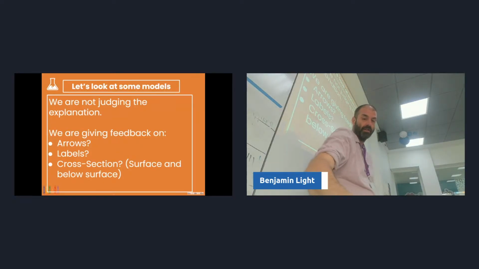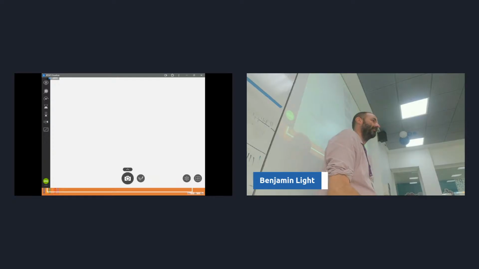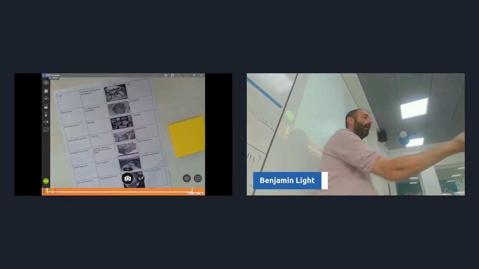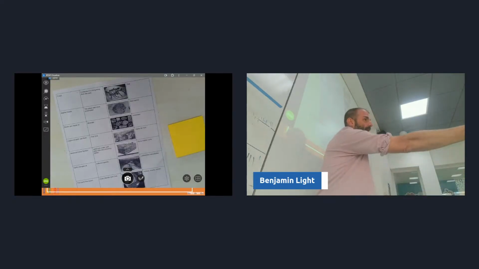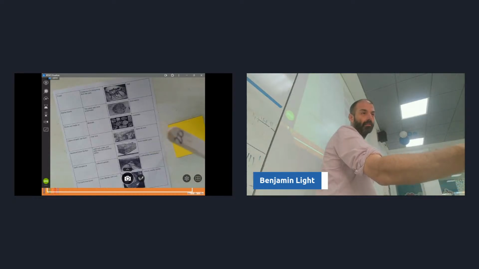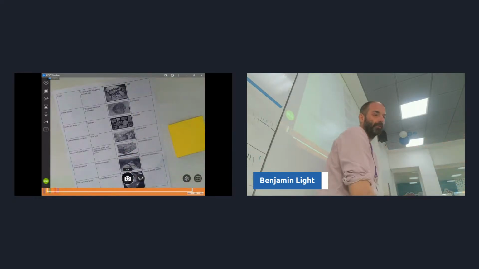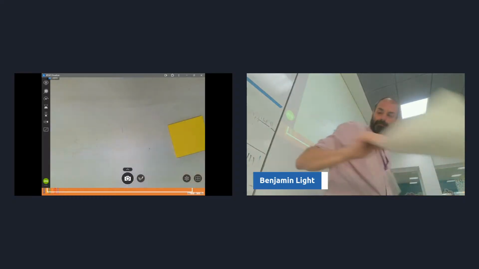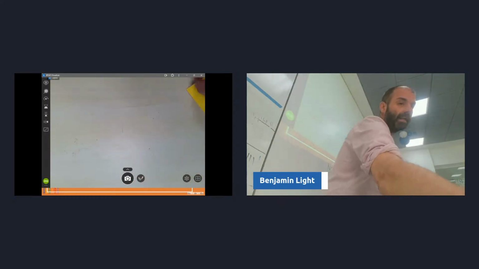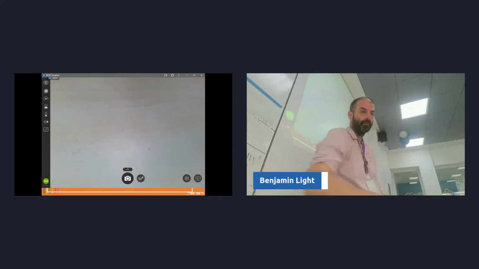All right, so the first volunteer is Eloisa. Go. Bring them all up, please. So again, arrows, labels, cross section. That's all we're looking at.